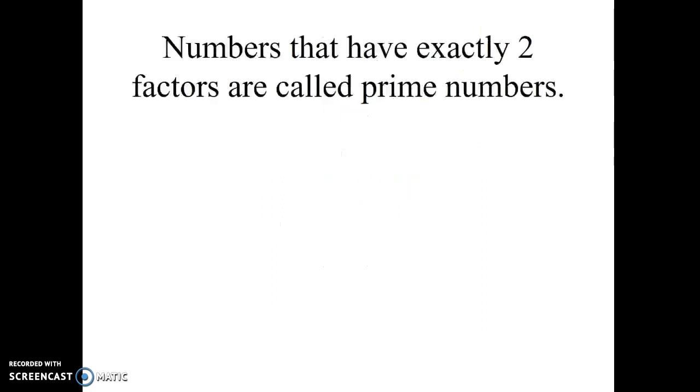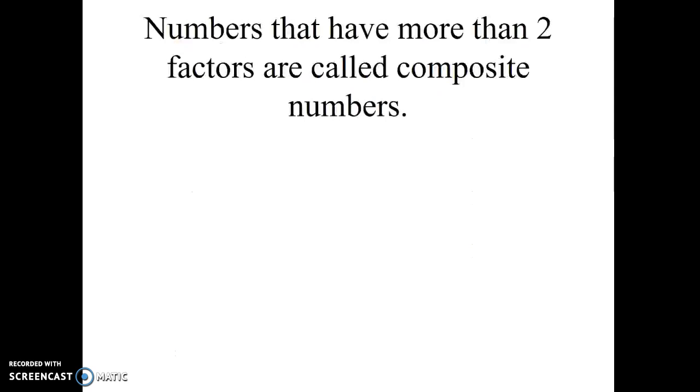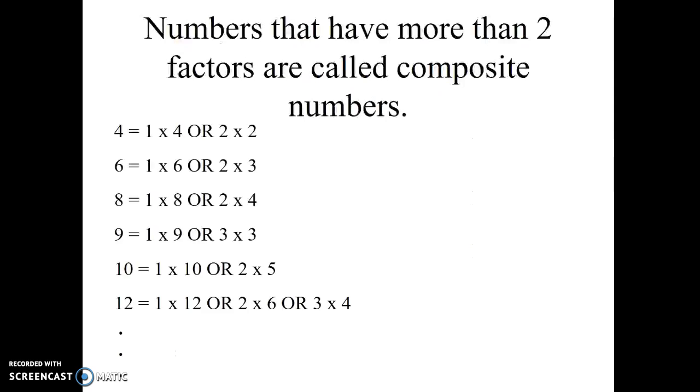So numbers that have exactly 2 factors we know are called prime numbers. Let's look at a couple. You also have your list you can look back on. And then we have those composite numbers that have more than 2 factors. And you have a whole list of those, all the ones that you crossed off on your sieve the other day.